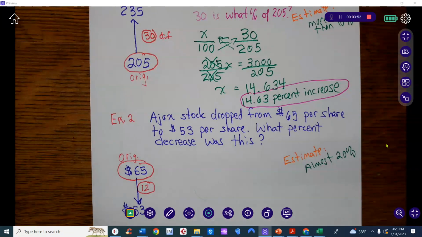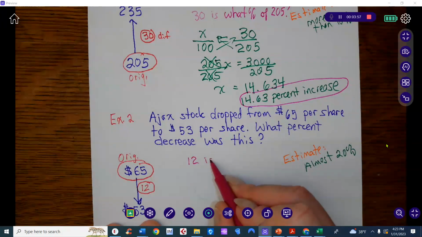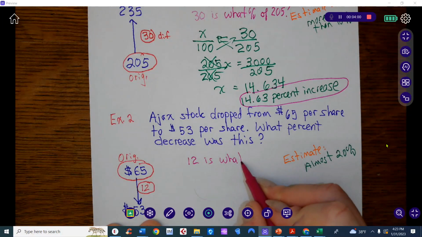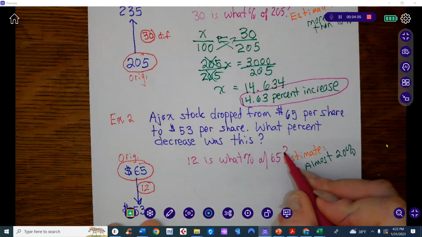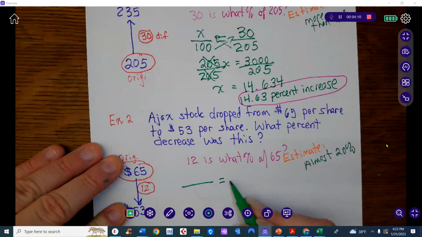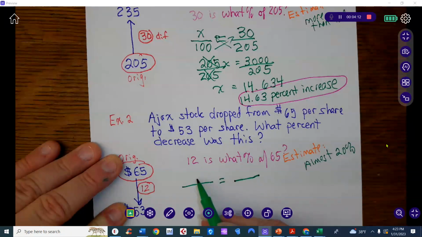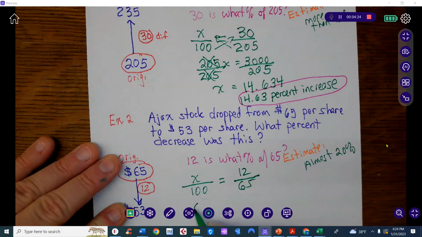Now let's write out the problem. 12 is what percent of 65? And we're going to put our proportions here. We'll go x over 100 is equal to 12 of 65, so 65 goes on the bottom. We'll go 65x, let's cross multiply.